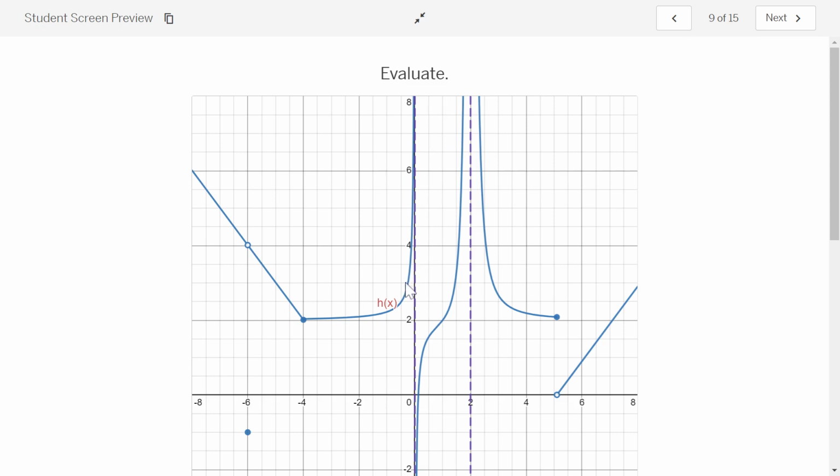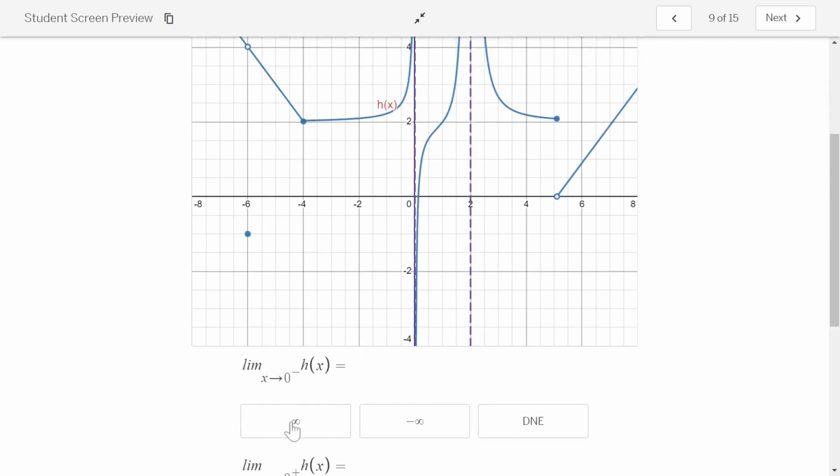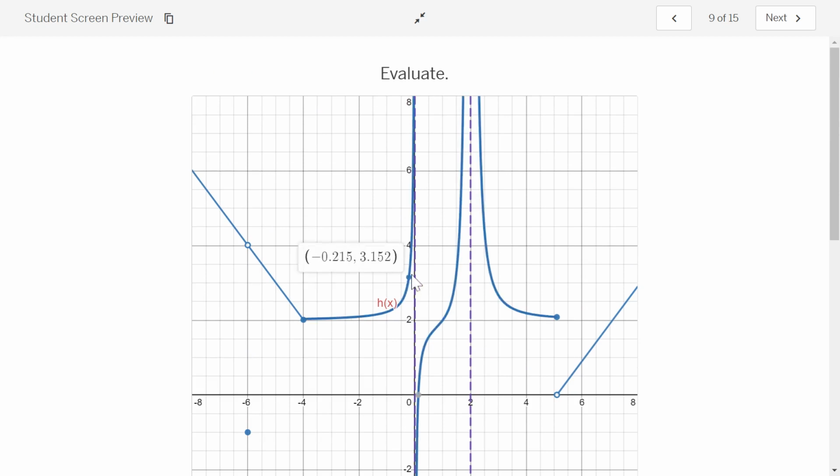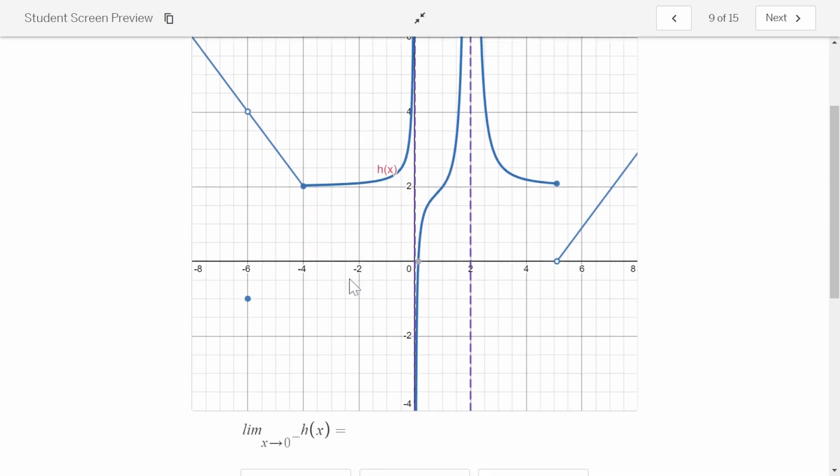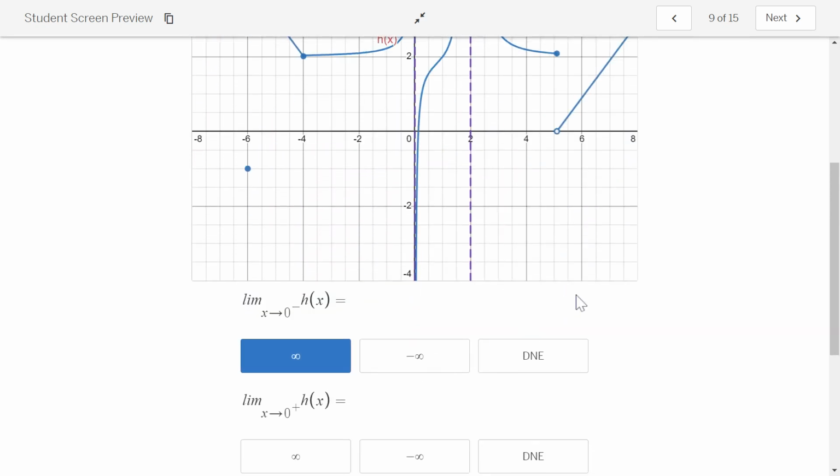And so what's happening as we approach 0 from the left here for this first one is, as we get closer and closer to 0 on the x-axis, our y value just keeps increasing and increasing off the charts, right? So it goes up, and as far as we can tell, it goes up forever. So that's going to be positive infinity.